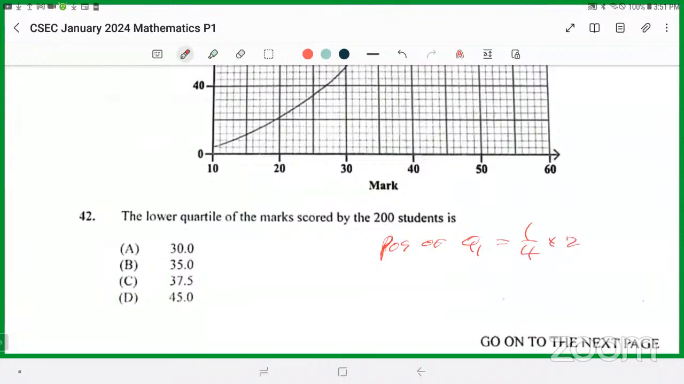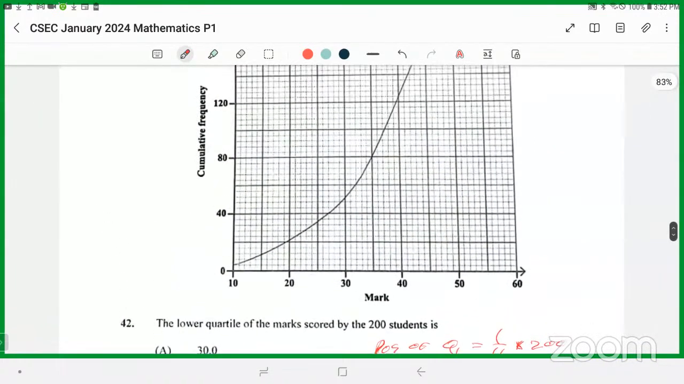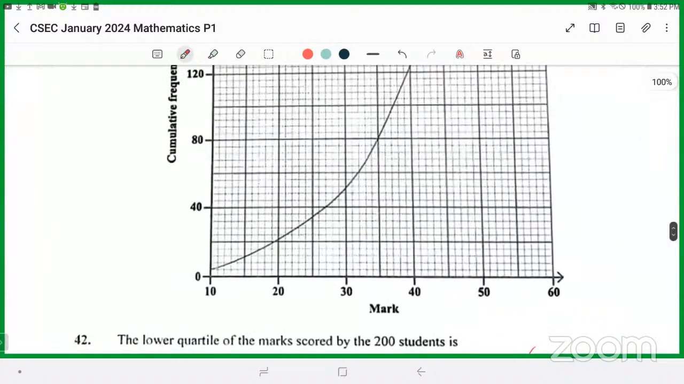And the data is grouped and cumulative frequency. That is the 50th student, that's the position of it. So I need to show 50. So look at the scale carefully. Between here and here is 40, so right here is 20. Between here and here, 80, so right here is 60.